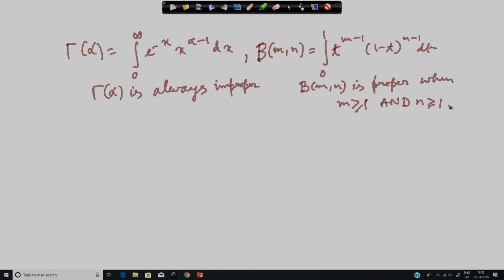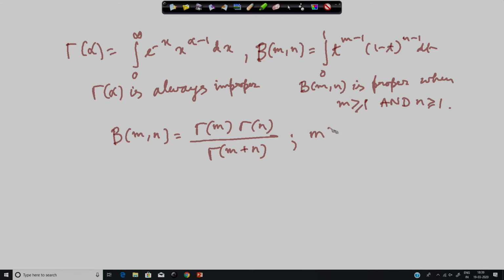Okay. As you have asked, in the relation between beta and gamma, will all real m and n work? So, beta mn is gamma m gamma n by gamma m plus n. It works only for those values for which the beta function is defined, m greater than 0, n greater than 0. Including negative, no, negative values will not work.